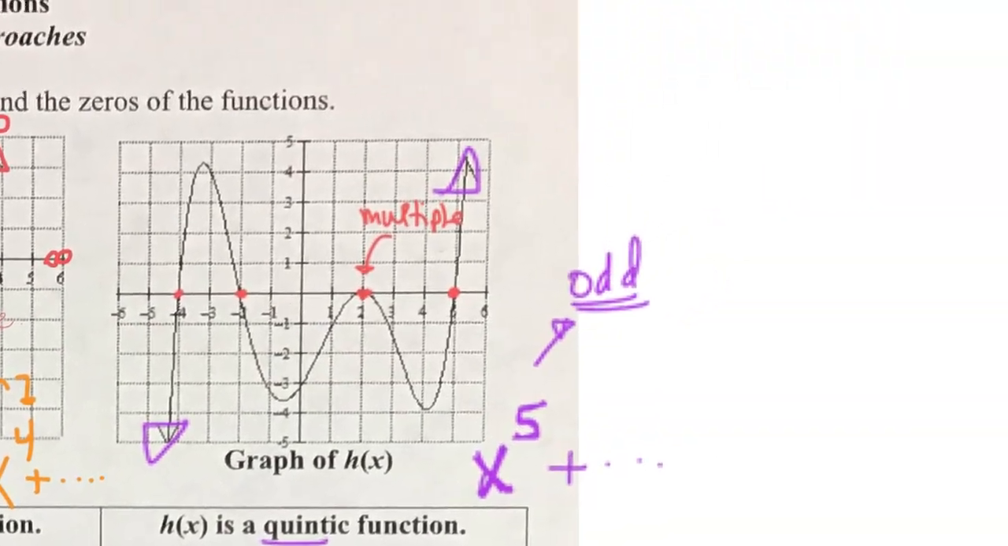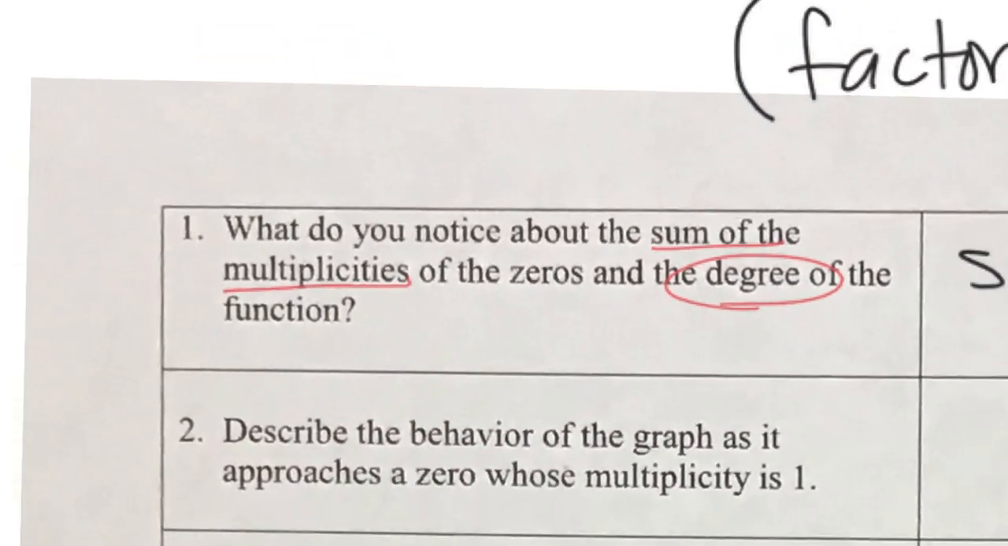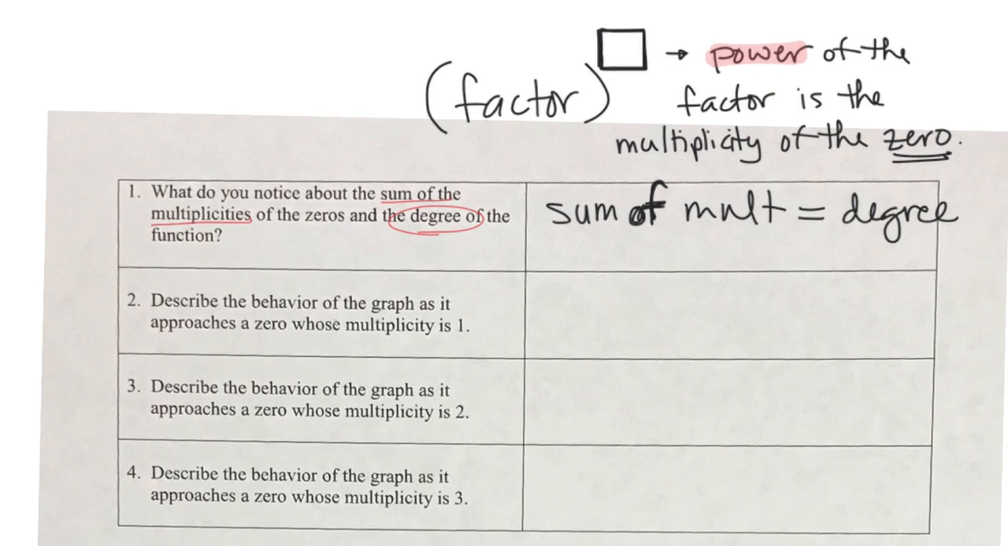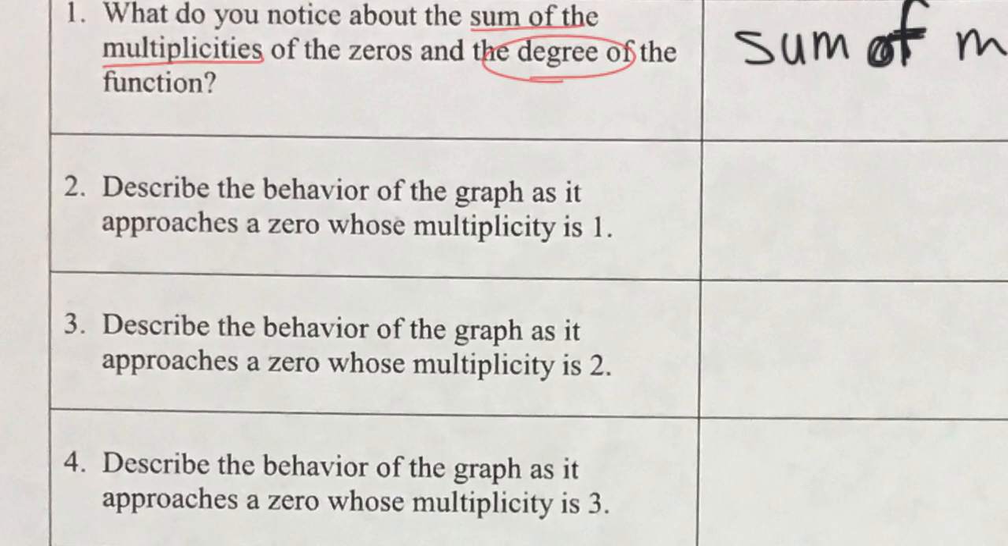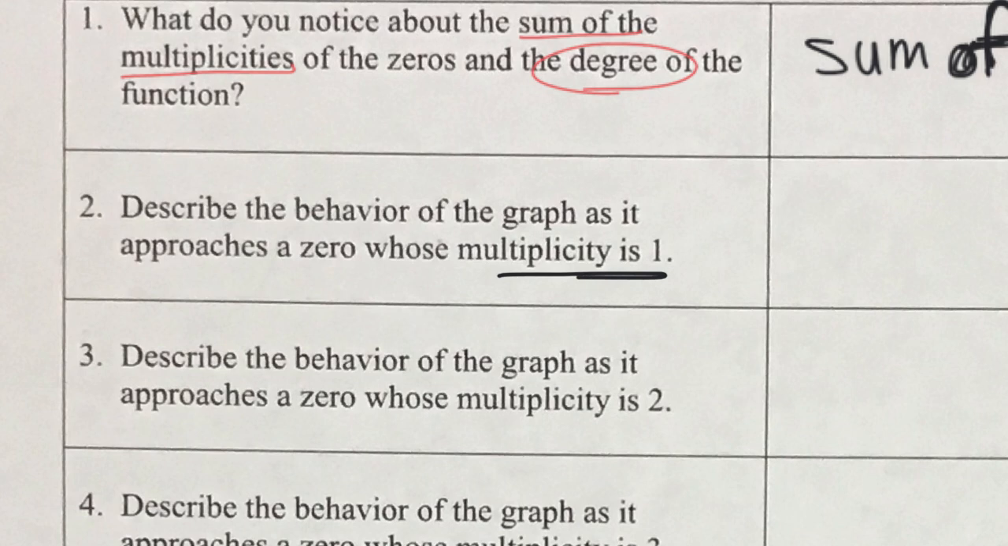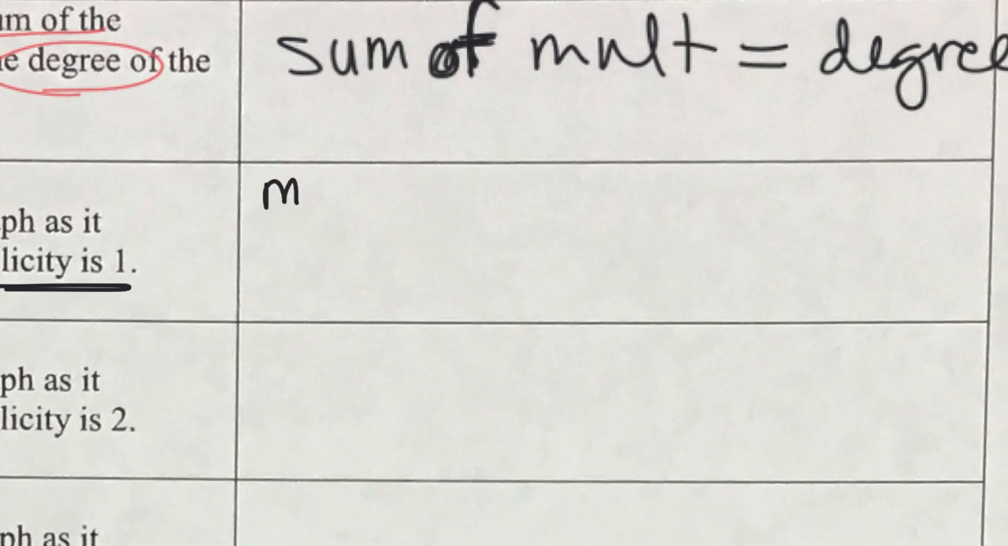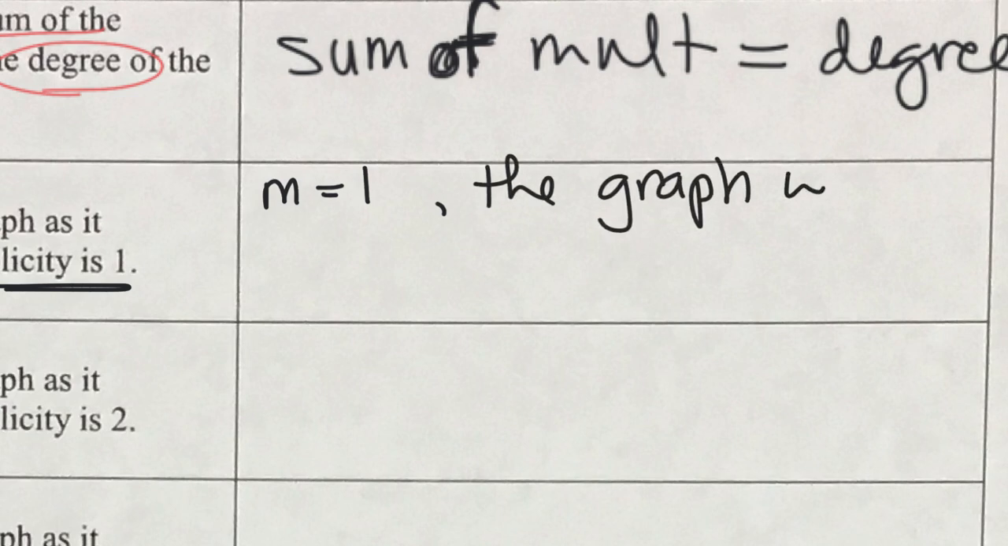So that's what that first part says: if you add up all the multiplicities, that should be the same as the degree of your polynomial. So what if the multiplicity is 1? Here are the vocabulary words we're going to use. With a multiplicity of 1, the graph will cross the x-axis.